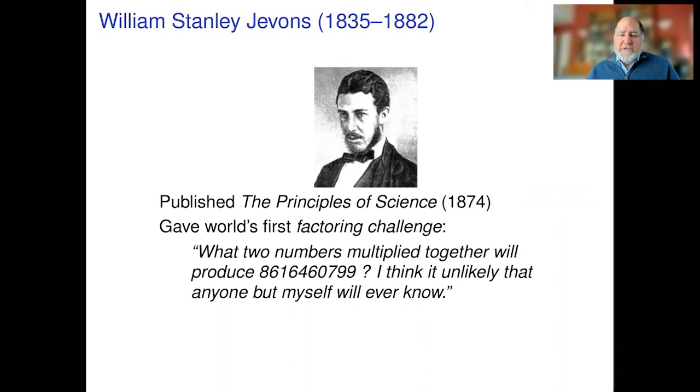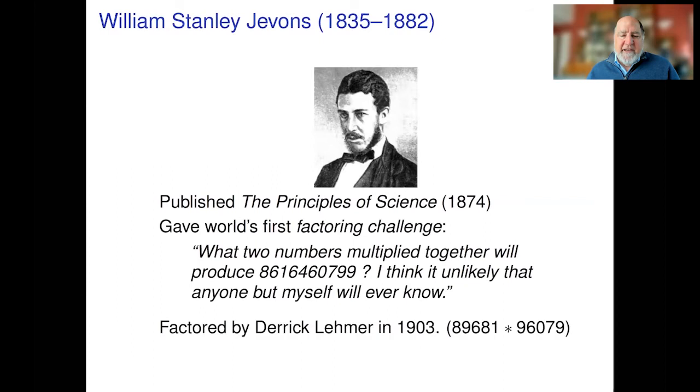So he actually multiplied two numbers together and said, nobody will ever know the product. And this was factored in 1903 by Derek Lehmer using one of his infamous factoring machines, 89681 times 96079. This is a number you can check the product on your calculator on your smartphone now, and you can even factor a number like this on your smartphone.